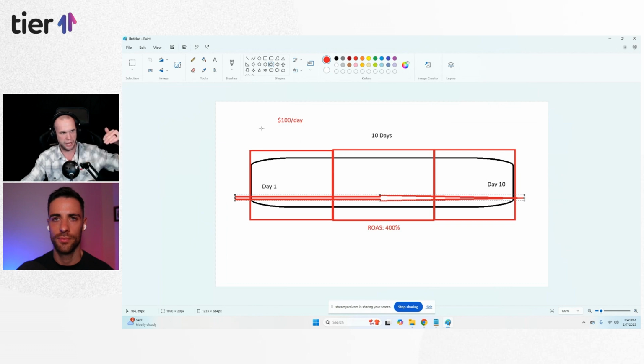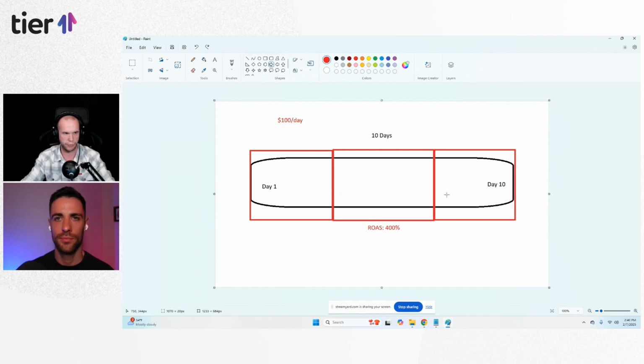So they're coming in at $100 a day, and this $100 a day has been static for 10 days. And now we have a nice even amount of people who are coming in, warming up and buying. They're moving left to right.